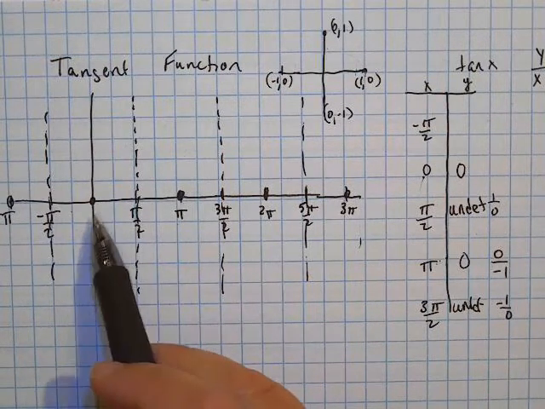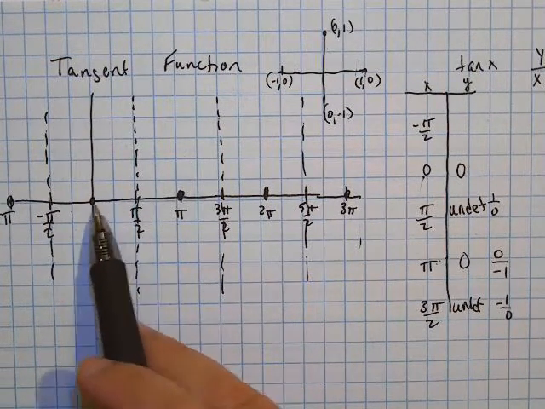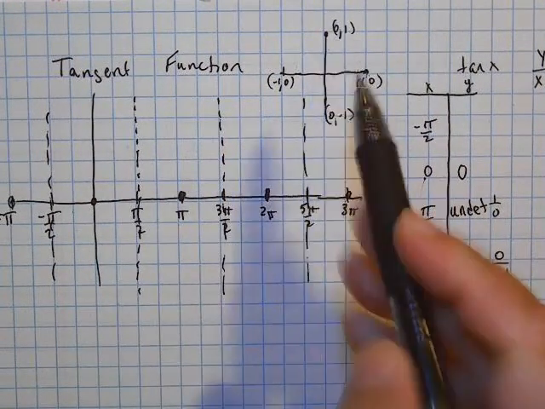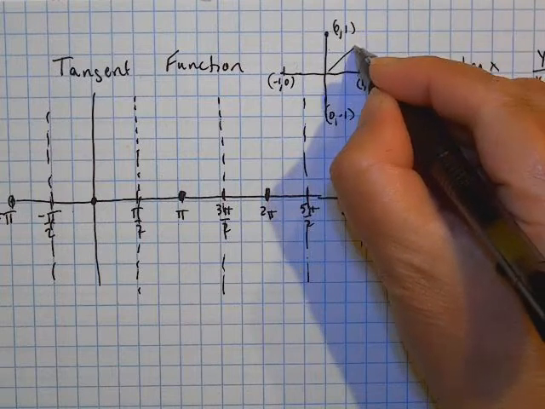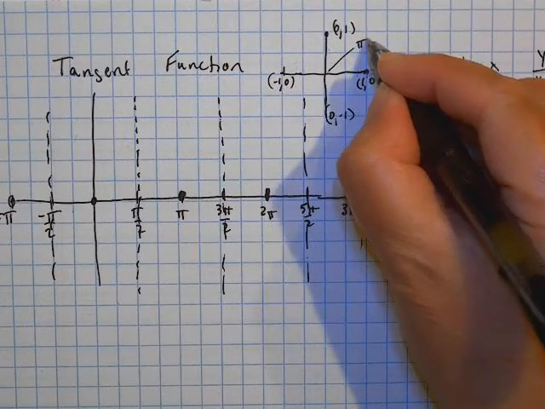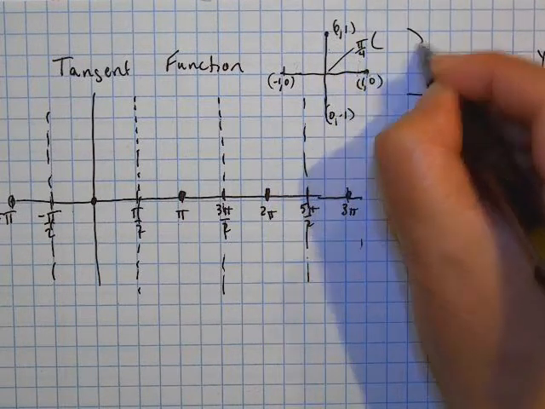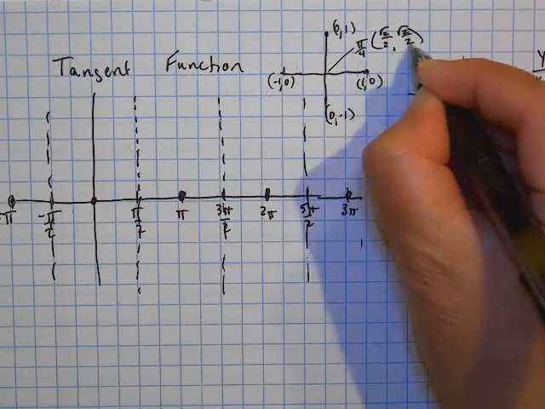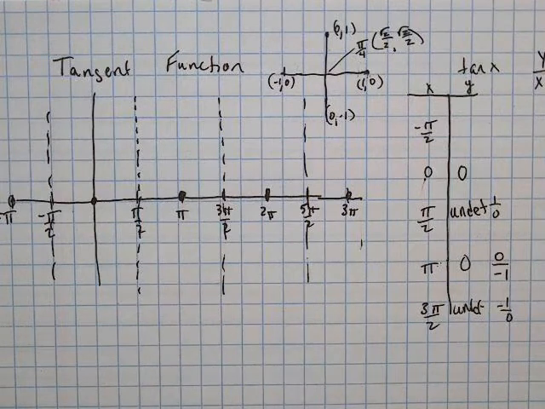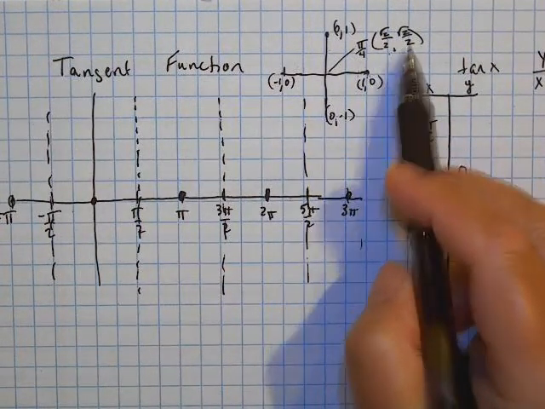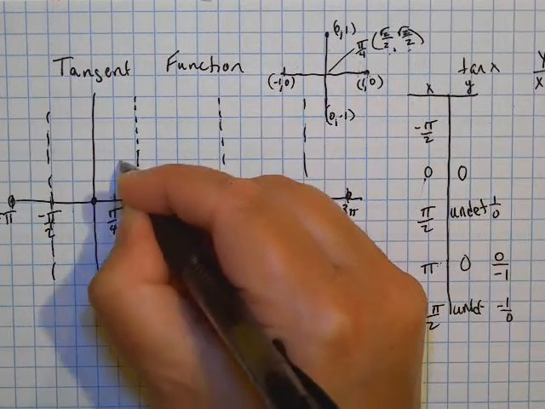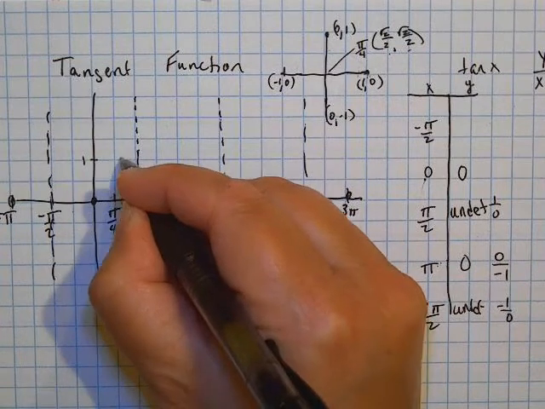So I'm going to look in between 0 and pi over 2. In between 0 and pi over 2 is this place called pi over 4. And at pi over 4 the point is square root of 2 over 2, square root of 2 over 2. So at that particular place, tangent is going to be 1 because I have the same x and y value. So at pi over 4, I'm going to be at, let's just call this place 1.